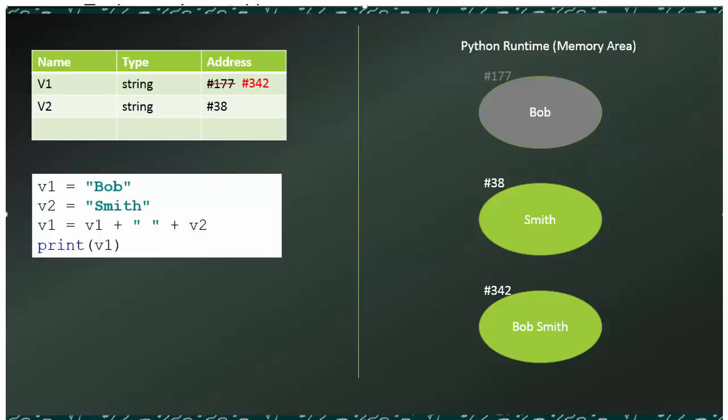In this example, I start off with Bob in variable 1, and it's going to be pointing to, let's say, address 177. But if I later on use variable 1 again and concatenate the current value with a space with whatever's in V2, at that point V1 looks like it changes the actual value in memory. But what it really does is it makes a new spot in memory, in this case 342, and you end up with the final value in a new space in memory.